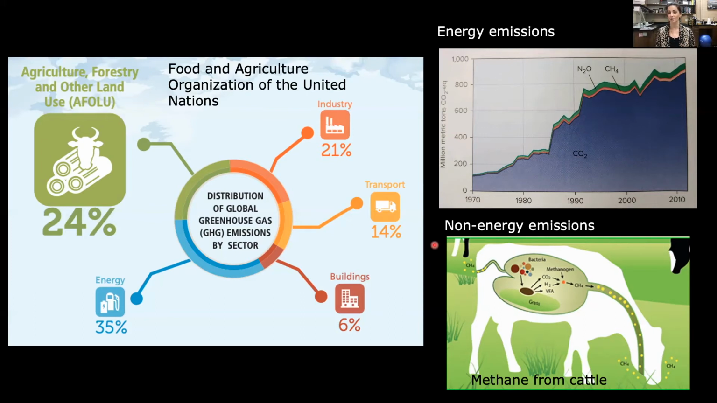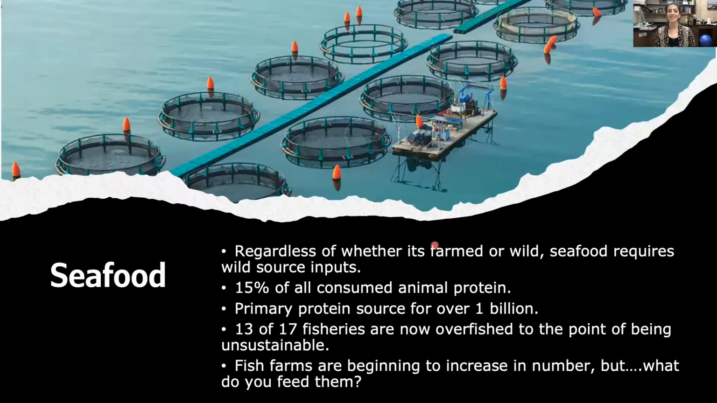What about seafood? Regardless of whether it's farmed or wild, seafood requires wild source inputs. About 15% of all consumed animal protein is through seafood, and it's actually the primary protein source for over 1 billion people on Earth. What's drastic and we need to pay attention to is 13 out of 17 fisheries are now overfished to the point of being unsustainable.